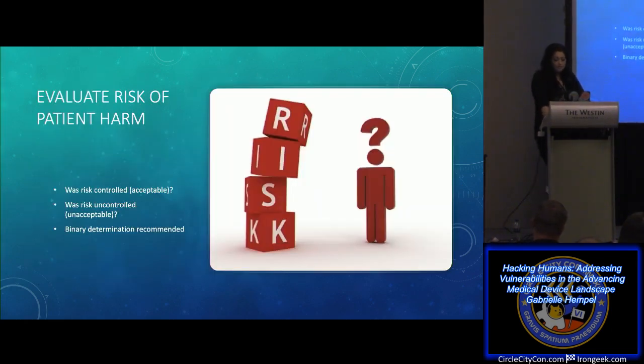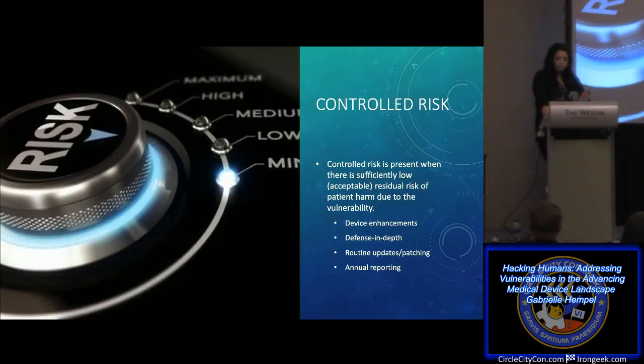It's also necessary to evaluate the risk of patient harm in medical device breaches or exploits. We need to determine whether the risk of patient harm is controlled, which is acceptable, or uncontrolled, which is unacceptable. Oftentimes, this is done by assessing a matrix with combinations of exploitability and severity of patient harm. The FDA recommends a binary determination with no gray areas, so one or the other. Controlled risk is present when there is sufficiently low or acceptable risk of patient harm due to the vulnerability.